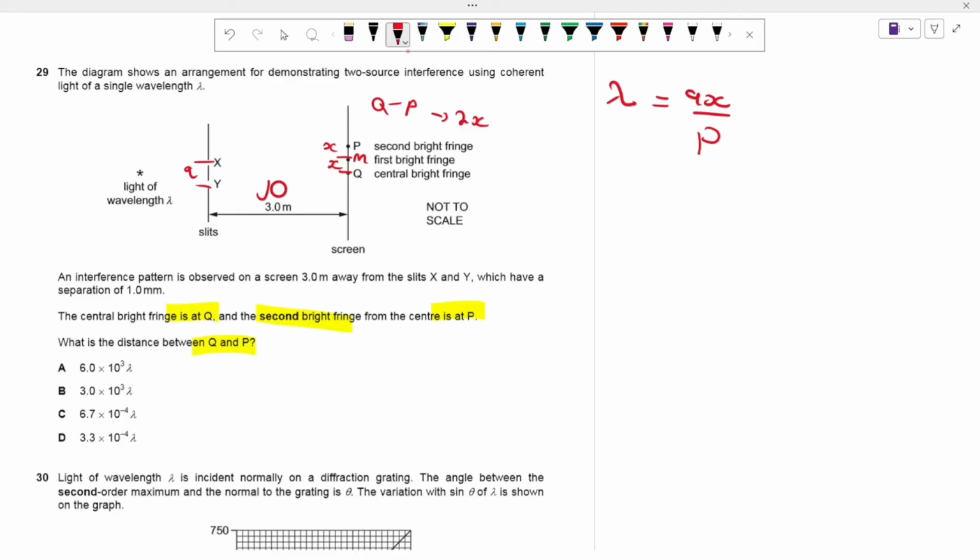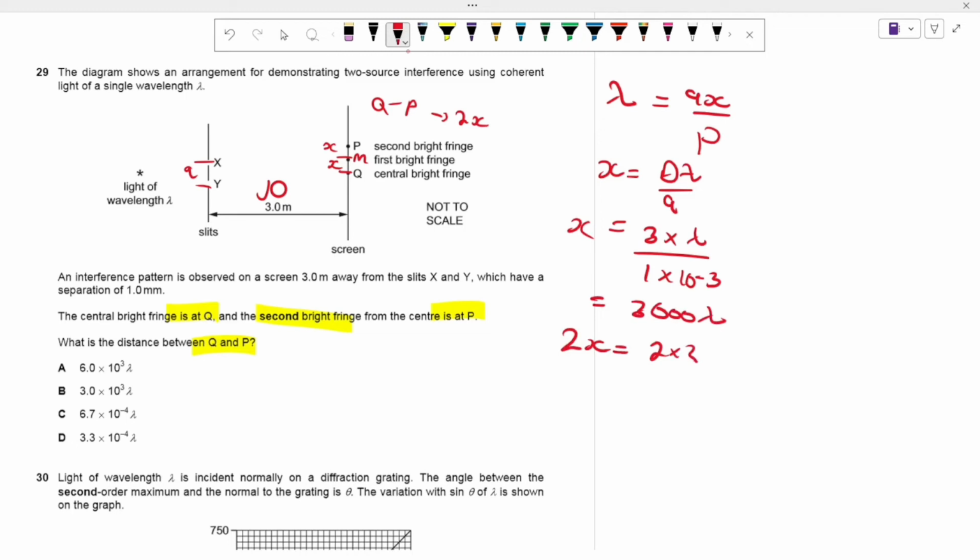Okay, so we just want to find x first. So you know that x will be equal to D lambda divided by a. Our D is 3 times our lambda, which is from the question, we don't know, so we're just leaving it as it is. And then our a, which is our separation, is 1 times 10 to the power of negative 3. Then this is our x. If we divide this, this is basically 3000 lambda. So it means that 2x would just be 2 times 3000 lambda, and that's going to be 6000 lambda, which is 6 times 10 to the power of 3 lambda. So the correct answer will be A.